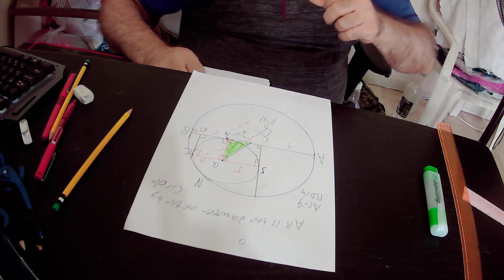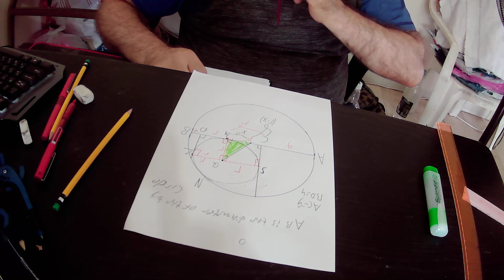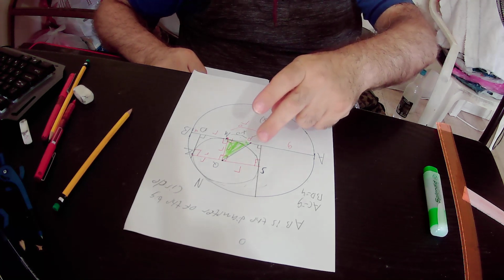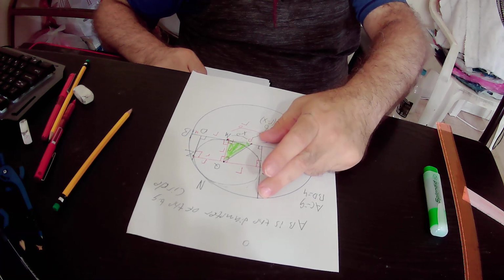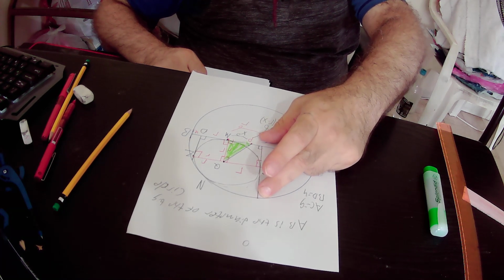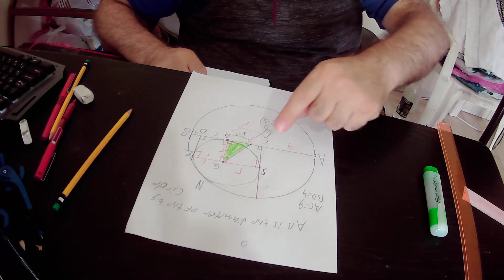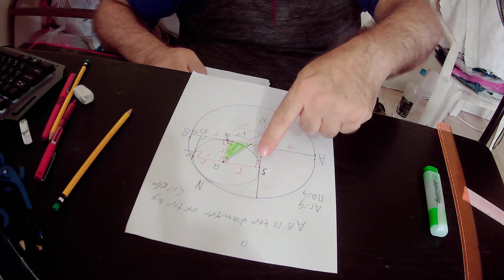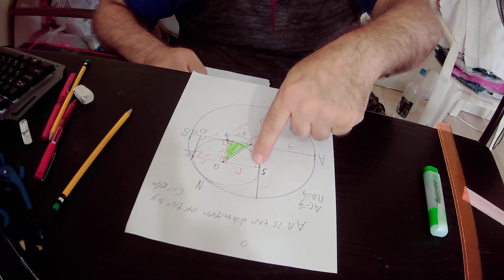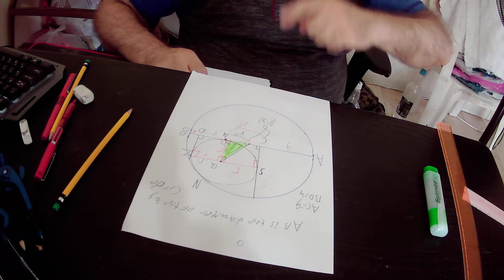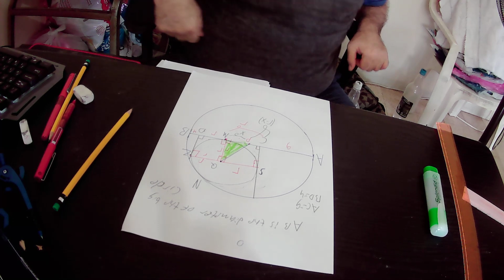Therefore, when you have a radius, any radius is perpendicular to its tangent, and this is the tangent to the radius and to the circle. Therefore, the radius is perpendicular to its tangent, that is to say this angle is a right angle.